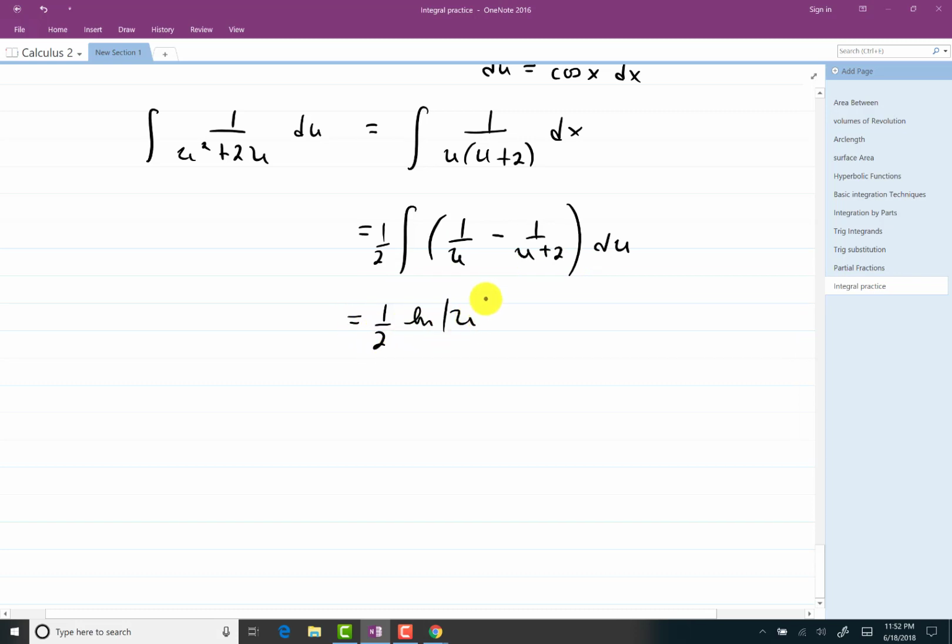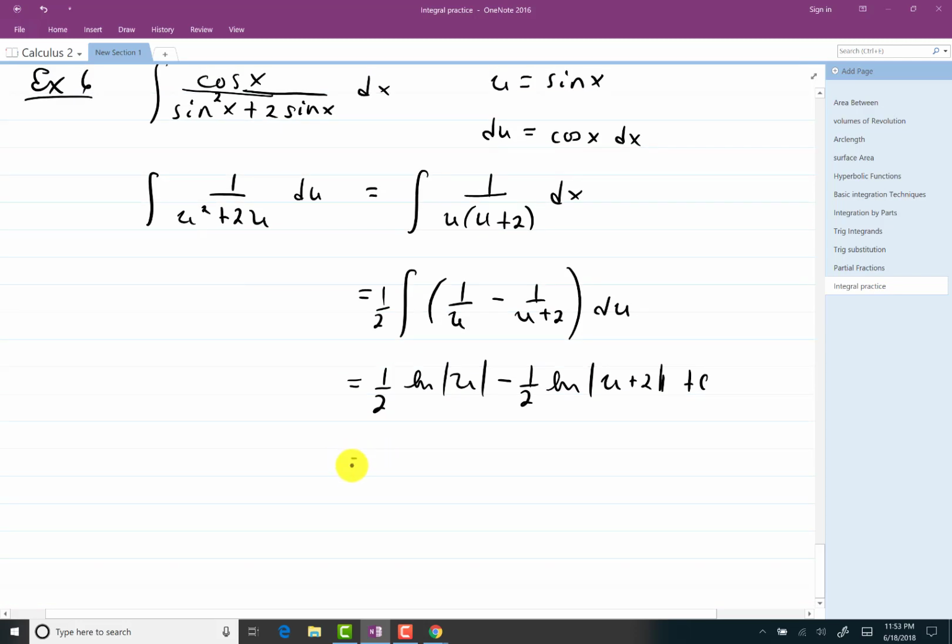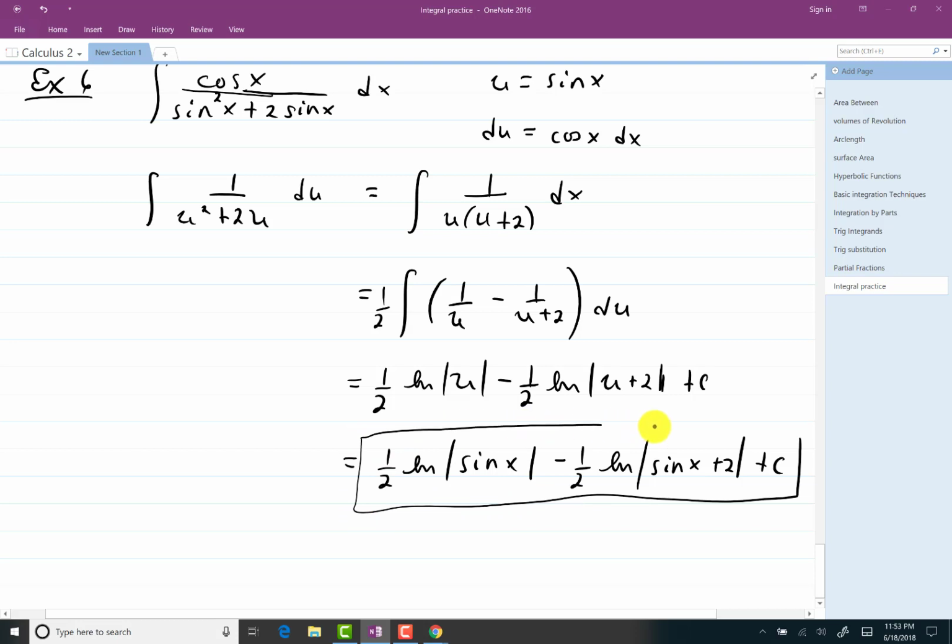1/2 ln absolute u minus 1/2 ln absolute u plus 2. And then all I've got to do is put u back. u was sine of x. So I have 1/2 ln absolute sine of x minus 1/2 ln absolute sine of x plus 2, plus c. If you want to combine, go ahead. I do not care if you leave it like this.